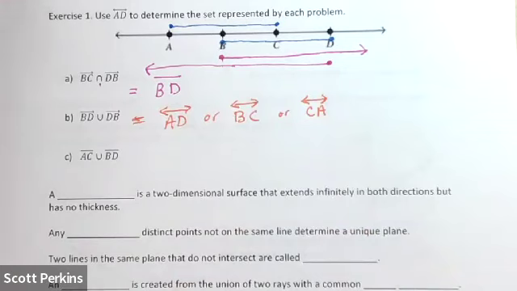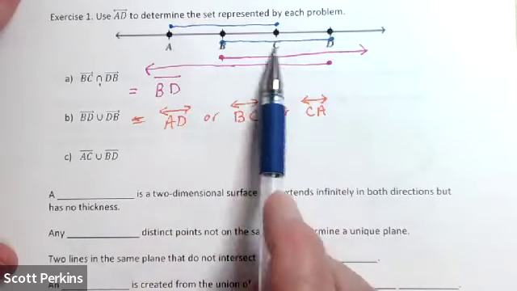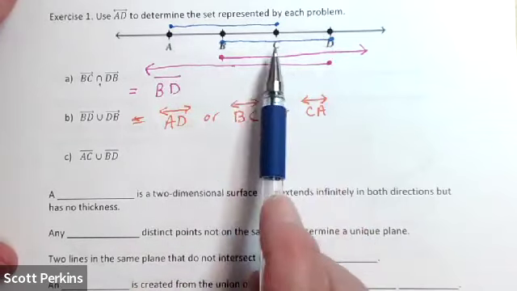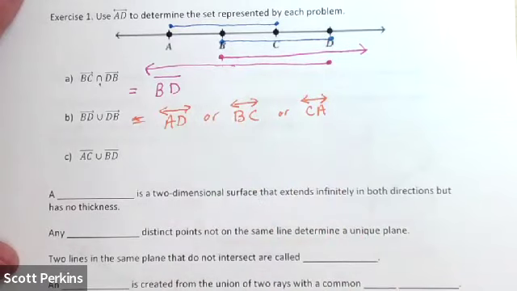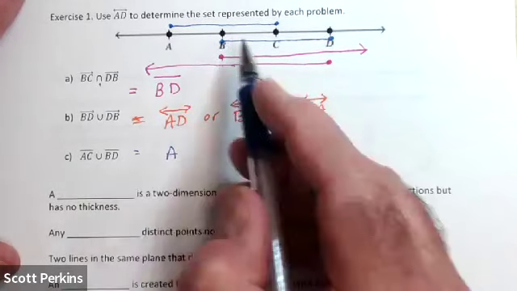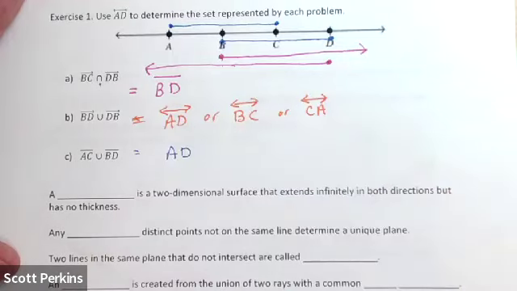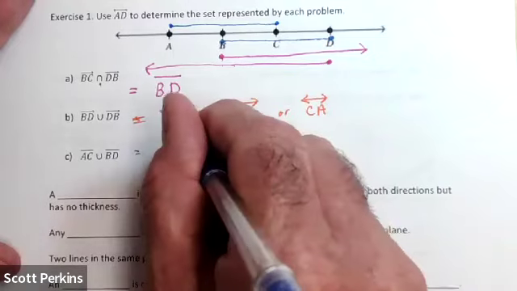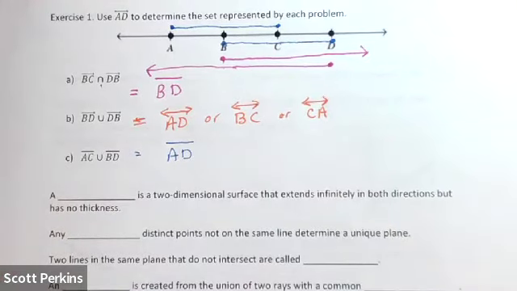Union means join together. So when I consider both of these and I take everything that I see, where do I start? At A. Where do I stop? D. It has to be the points A and D because a segment has a particular starting and stopping point, and I put my segment over that.